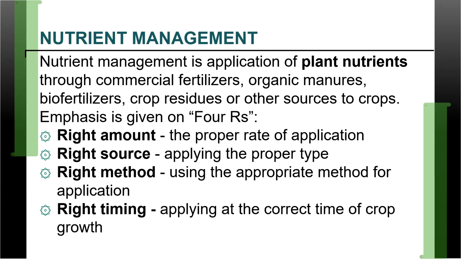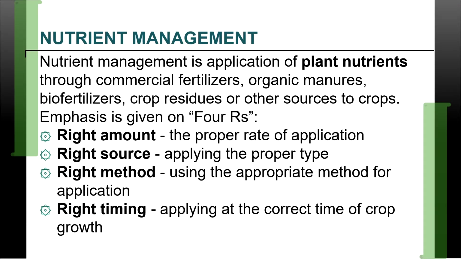4R means right amount: the right quantity of nutrient or fertilizer or manure should be supplied. If you use excess quantity of manure or nutrient, then losses will be there, and it will definitely be mindless use of manures or nutrients. Then right source is also important, because some sources will give you more efficiency, more uptake and more yield of the crop. So better to choose the right source.